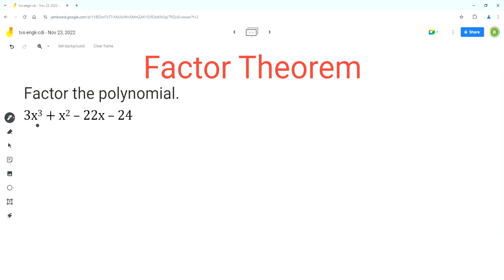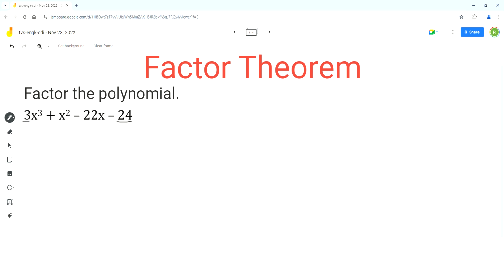The leading coefficient of this polynomial is 3. It is not equal to 1, and the number term in this polynomial is negative 24. The first step is to find the factors of the leading coefficient and then the number term.